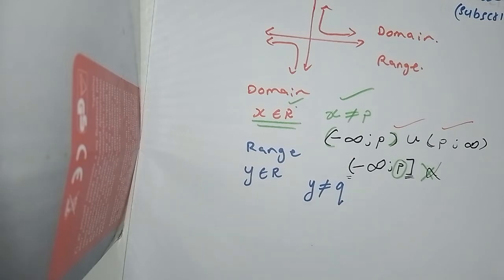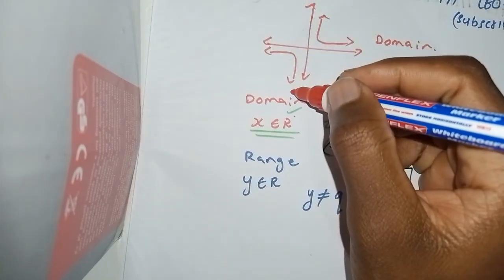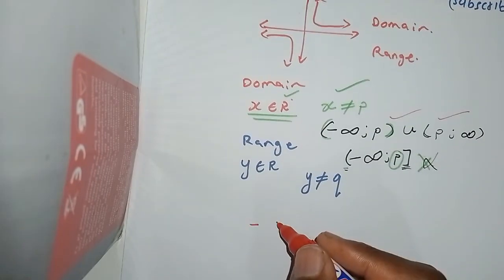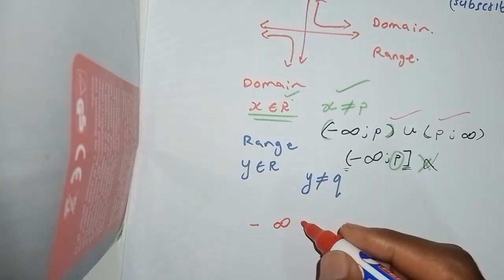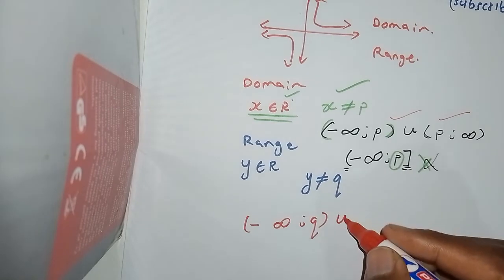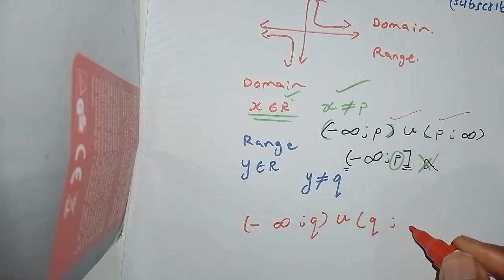Now, let's go to this one. Can I write this one in that form again? Yes, I can. Why? Because my graph is moving from negative infinity up to q, and from q up to positive infinity. There's my statement. This makes total sense.